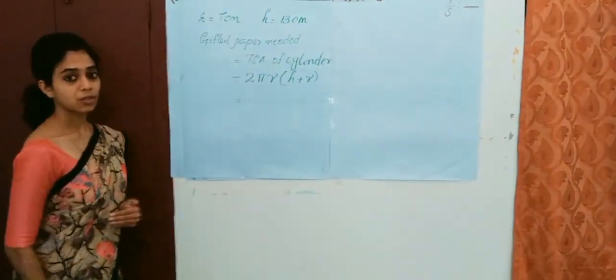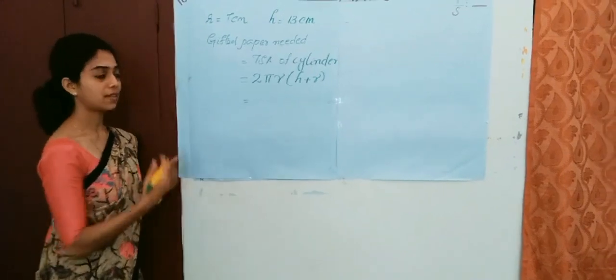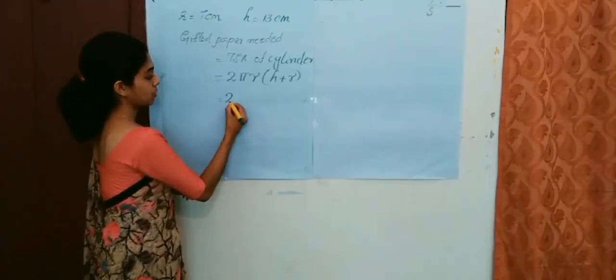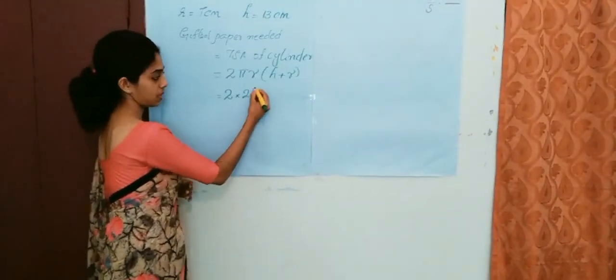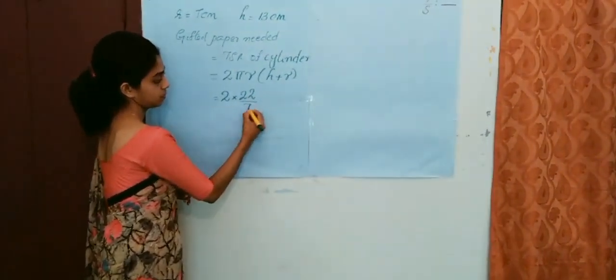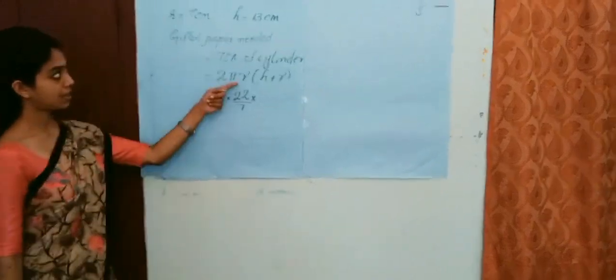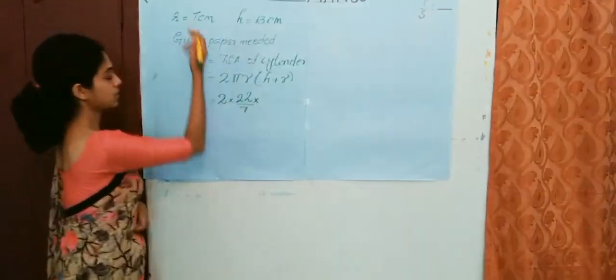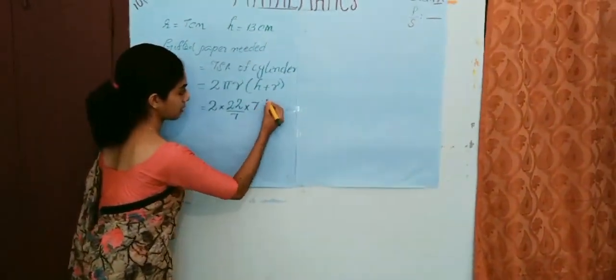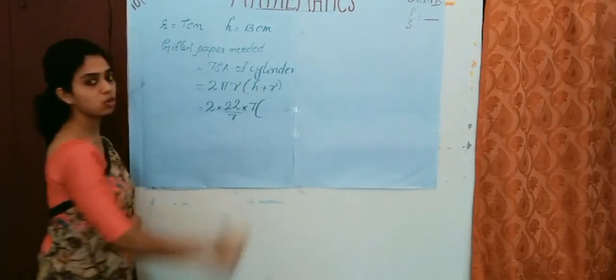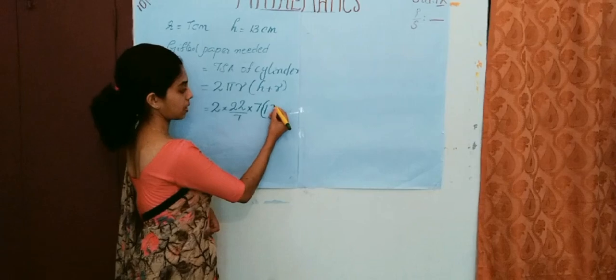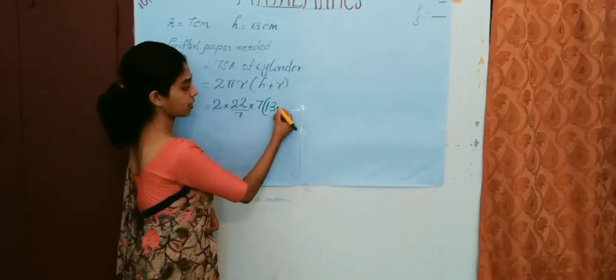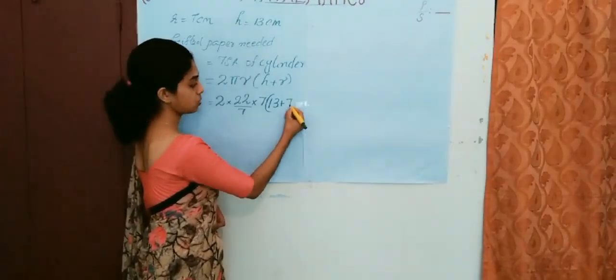Now in the next step, what do we want to do? We want to substitute the values. So what is the value of pi? It is 22 by 7. Now what is the value of r here? It is 7 cm, so we write 7 here. What is the value of h? It is 13, so we write 13 here.